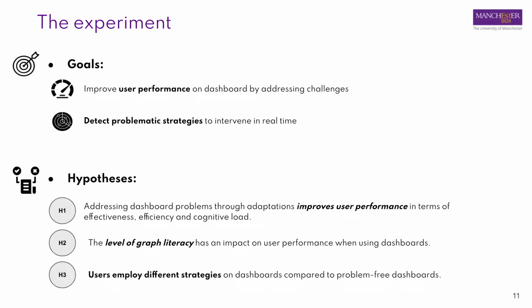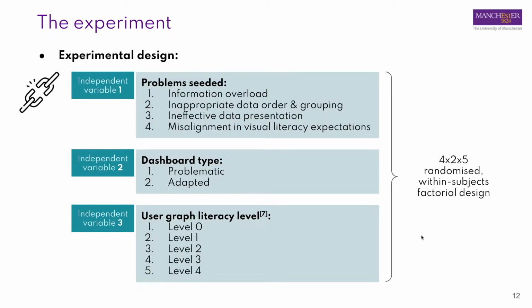So we had 3 hypotheses. The first one was that introducing adaptations to problematic dashboards will improve user performance in terms of effectiveness, efficiency, and cognitive load. The second one was that the level of graph literacy of the user has an impact on their performance on dashboards, and the third hypothesis was that users employ different strategies on problematic dashboards compared to the adapted dashboards. Our experimental design followed a 4x2x5 randomized within-subjects factorial design.